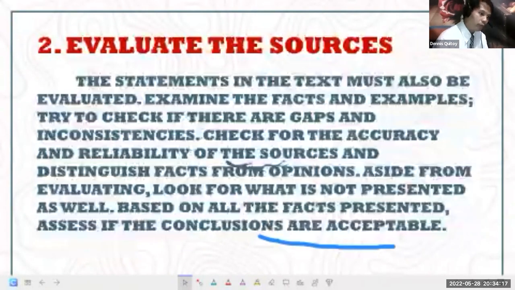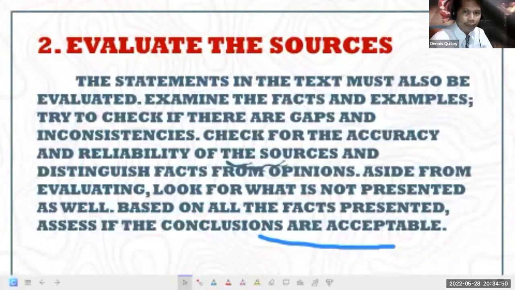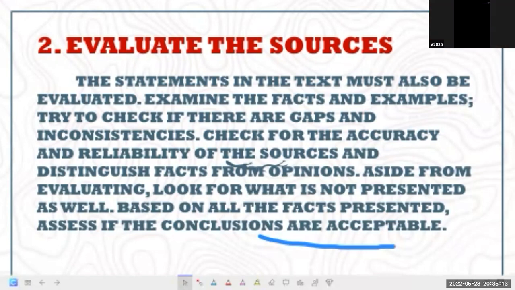Okay, next, number two, evaluate sources. So you need to evaluate the source of that story or statement. Dapat may bawa ni mo asa na siya gagikan, unsa yang background, unsa yang history. You need to understand that, in order for you to easily evaluate the content of the statement or story. Evaluate the sources. The statements in the text must also be evaluated. Examine the facts and examples. Try to check if there are gaps and inconsistencies. Check for the accuracy and reliability of the sources and distinguish facts from opinions. Aside from evaluating, look for what is not presented as well, based on all the facts presented. Assess if the conclusions are acceptable. Okay?